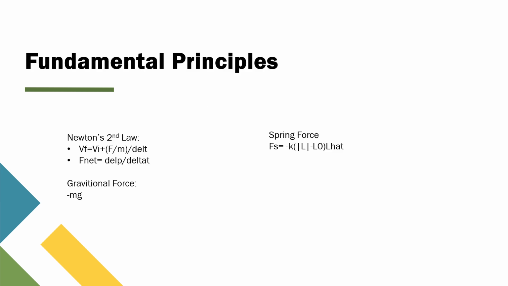Moving into the fundamental principles used in this lab, we start off with Newton's second law, and here we have the velocity update formula: Vf equals Vi plus F over m times delta t. And then we have F net equals the change in momentum over the change in time. We have gravitational force, which is just negative mg in the y direction, and spring force, negative k (L minus L naught) times L hat.